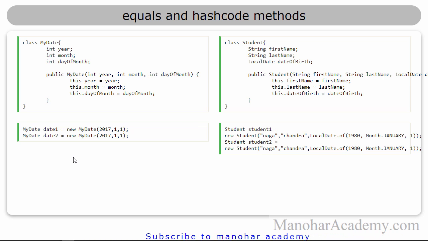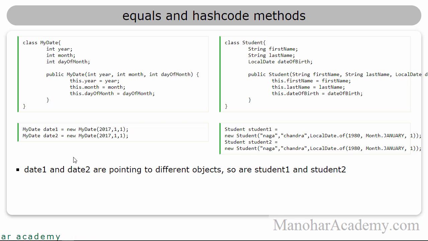And I'm going to create two students, and both are going to have the same first name, same last name and same date of birth. We know that date1 and date2 are pointing to different objects because we have created two objects. Here we are creating an object, here also we are creating a different object. They are pointing to different objects. So are student1 and student2. Here also we created two objects. So student1 and student2 are also pointing to two different objects.